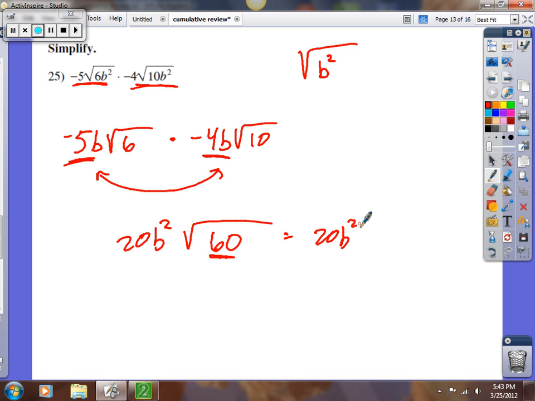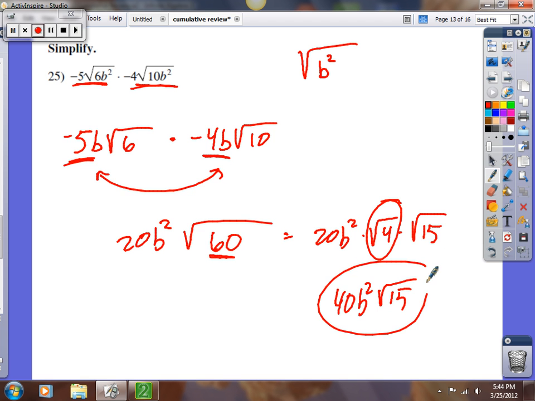So I rewrite this as 20b squared times the square root of 4. I know that 4 times 15 is 60. So I rewrite it as the product of two radicals, and I do that because the square root of 4 is a whole number, that's 2. So I'm going to have 2 times my 20, that's going to give me a 40b squared, and underneath you're just stuck with square root of 15.